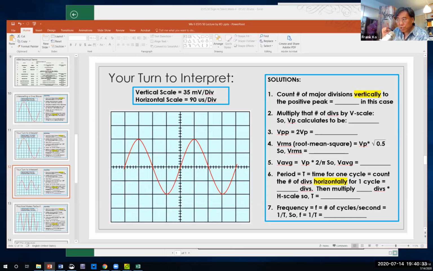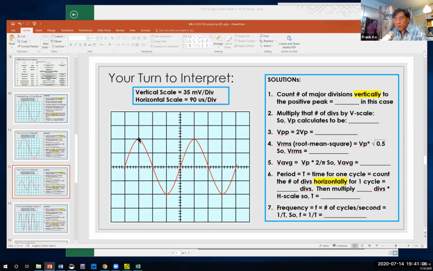Well, let's see. For step number 1, we're counting vertically. So how many do you count? 10. We're looking at the major divisions, not the little ones. Oh, so 2? Yes, there's 2 major divisions that go from the 0 line up to the peak. So you don't count the little guys. The little guys are not part of our consideration in this particular drawing. So you count the major divisions. So 2 major divisions up to the peak.